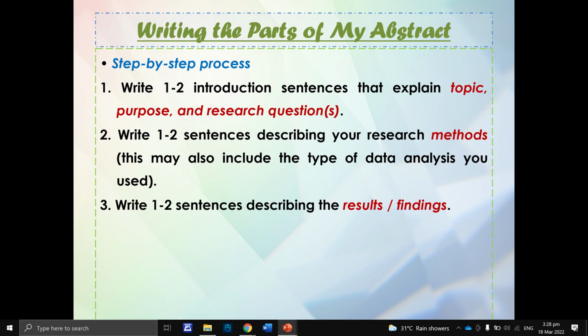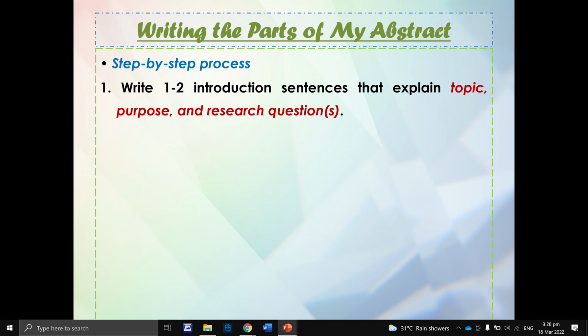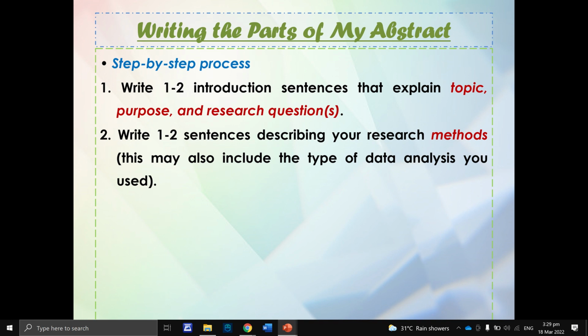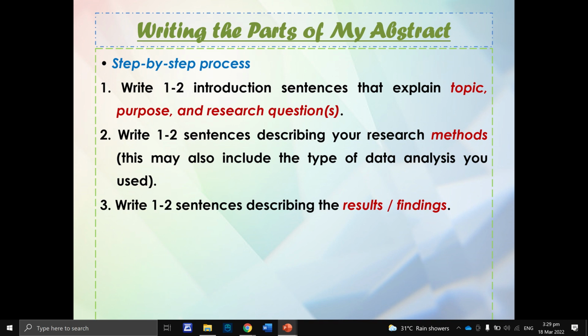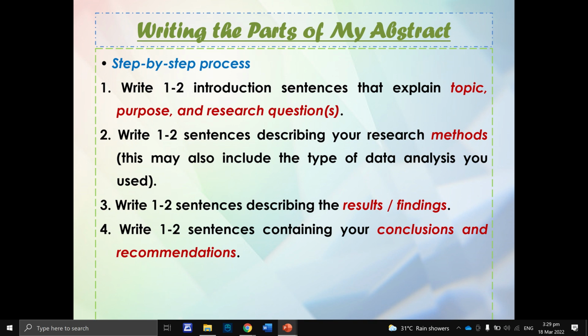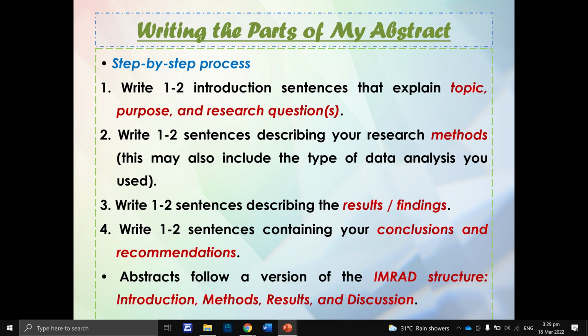So how do you write your abstract? Step by step to. Step 1, write 1 to 2 introduction sentences that explain your topic, purpose, and research questions. So again, 1 or 2 sentences lang. Okay, for your topic, purpose, and research question. Next, 1 or 2 sentences lang describing naman your methods. Sa methods mo, this may include the type of data analysis used, at saka yung design ng study ninyo. Write 1 or 2 sentences describing the results of your findings. And then 1 or 2 sentences containing your conclusions and recommendations. So, ganun lang siya kaikli.